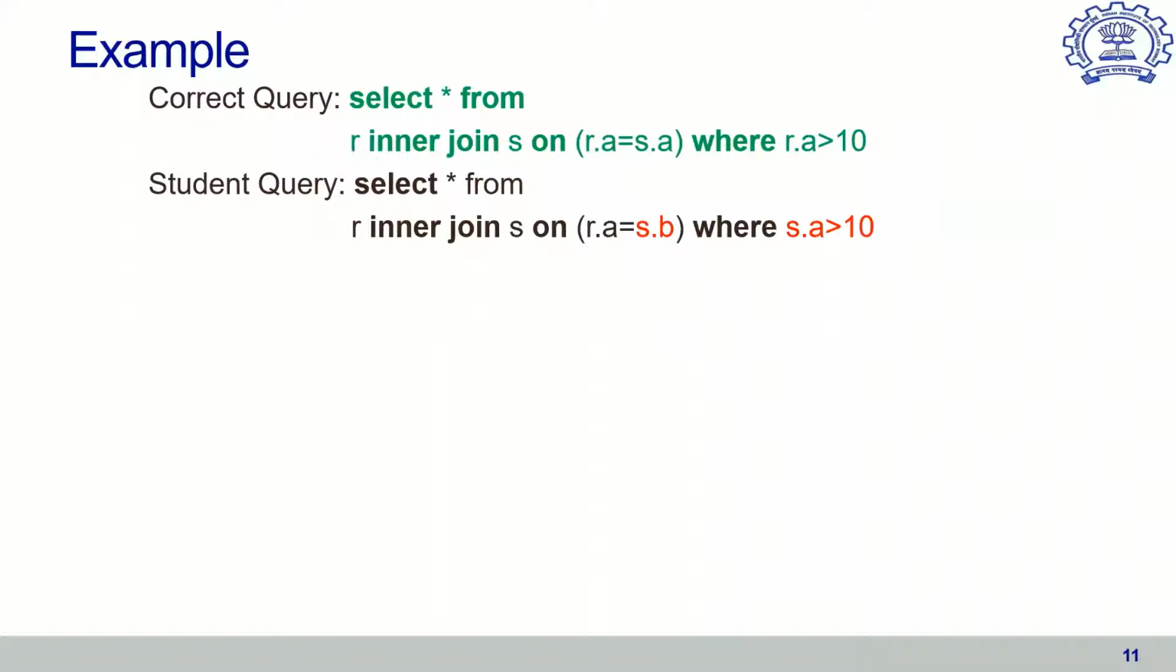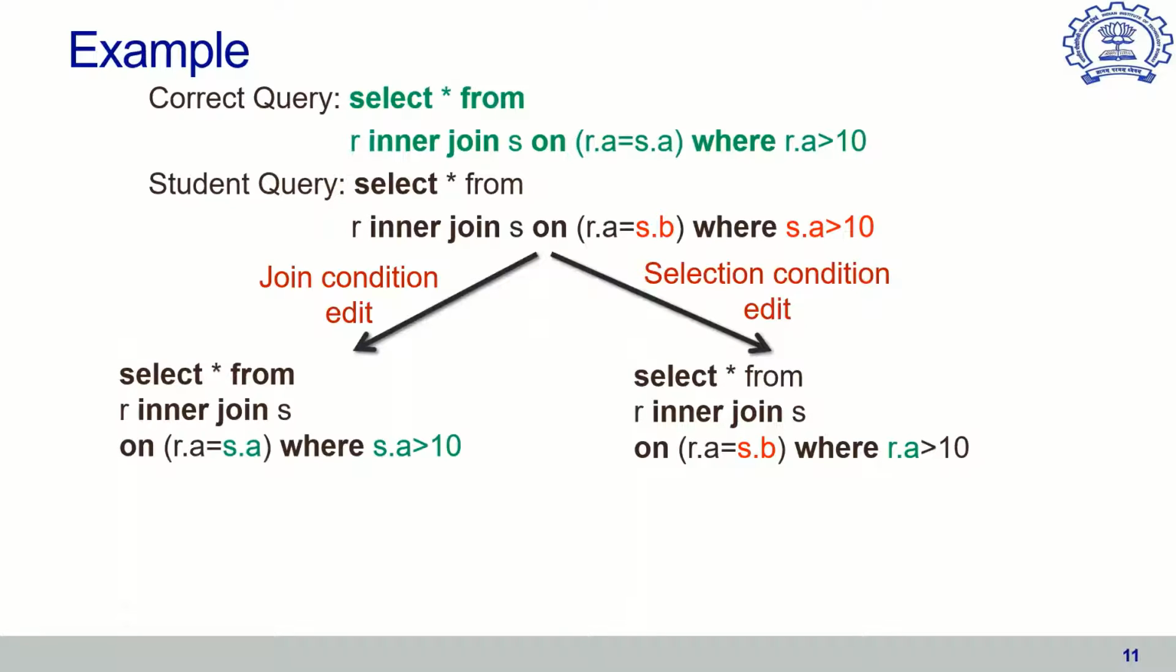Let us look at an example. Consider the following pair of a correct query and a student query. The student query differs from the correct query in the join condition and the selection condition. We can generate two guided edits targeted at these differences. We now check using canonicalization that the join condition edit gives a query that is equivalent to the correct query, since now R.A and S.A are equivalent. Since the edited query is equivalent, we stop editing the query where the join condition has been changed.